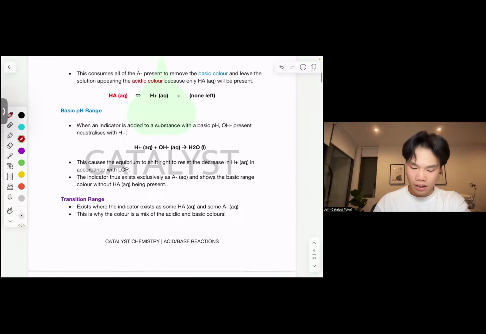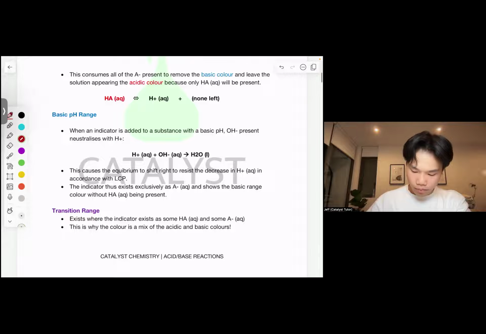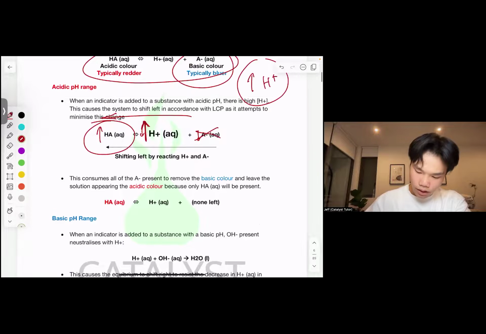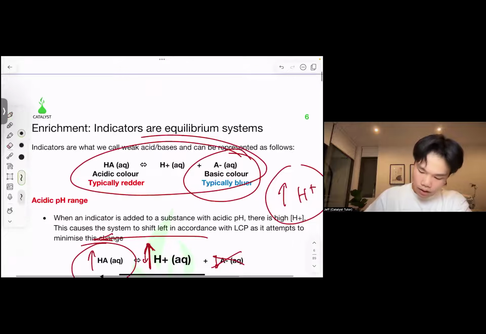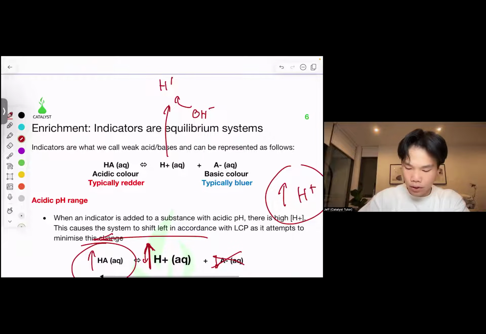The other case is if you have a basic pH. This would be the opposite, where you're essentially adding OH minus to the system. If it's a really basic pH, you would be consuming your H plus because these would react together. We'll learn this later, in neutralization to make H2O, cutting out your H plus, shifting the system to the right to compensate that change. And that's why you no longer see red, you instead see blue.